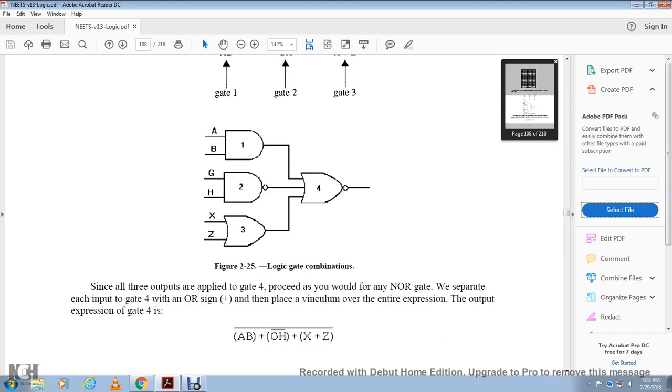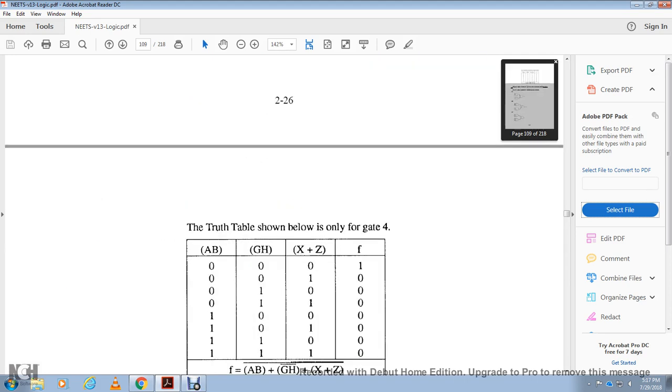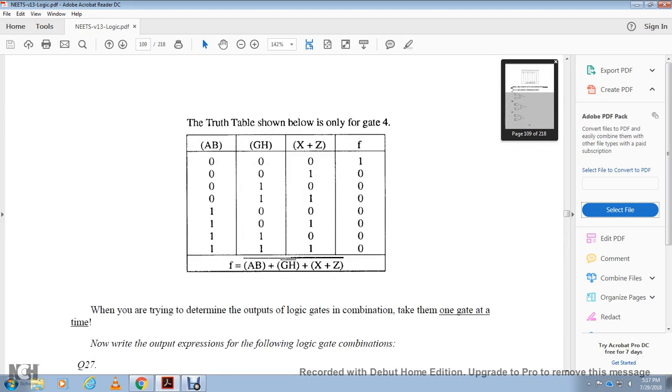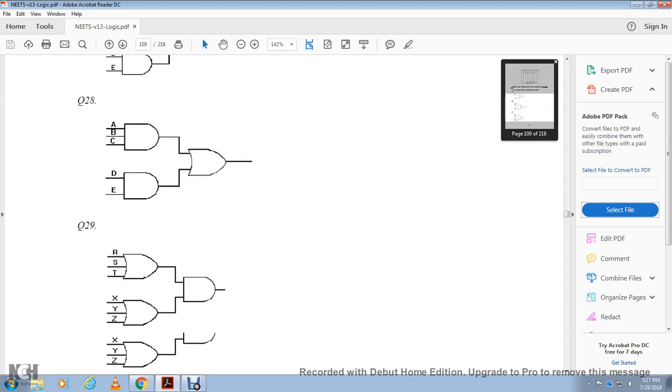Alright, since all three outputs are applied to the gate 4, you will follow the NOR gate, which separates each of the inputs with the OR sign, with the positive and the bar over the entire expression. The output expression for the gate is shown as the bar over A times B plus G and H plus X and plus Z. Truth table shown below only for the gate 4. When you're trying to determine the output of the logic statement gates in combination, do one gate at a time.